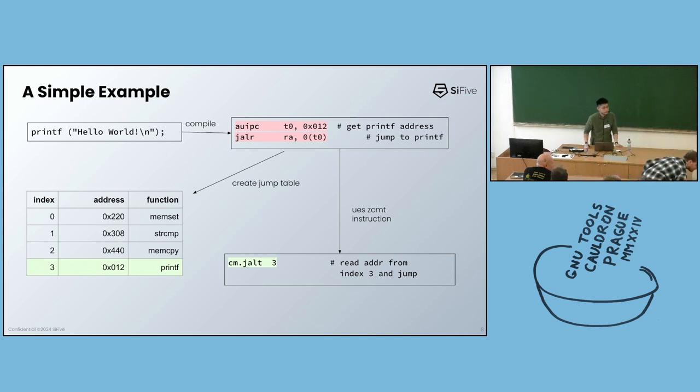What happens to the return address? In the first version, the return address is stored in RA. By default, it just stores to RA.